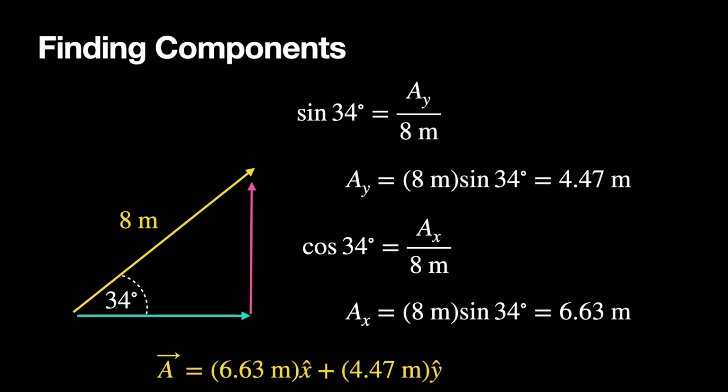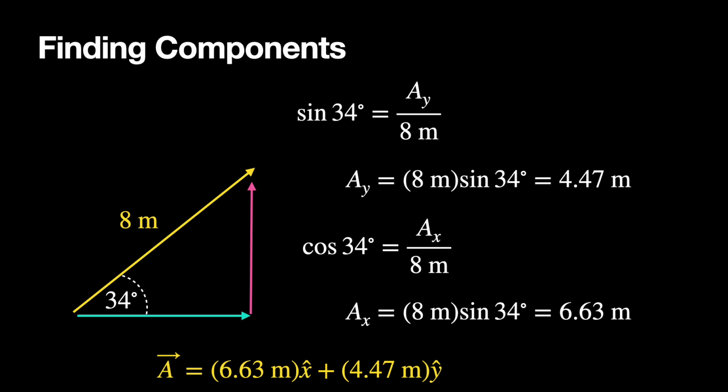And then I get the vector A, I can write it as the following numbers: 6.63 meters x hat plus 4.47 meters y hat. And yes, you have to have those units there, right? Vectors do have units. I mean, unless they don't, but most of them do, unless it's a unit vector.